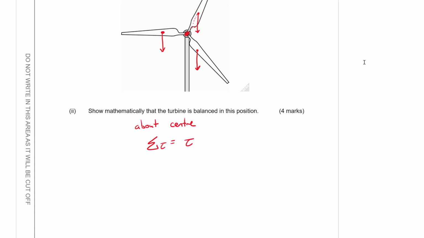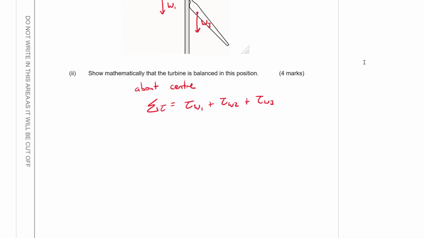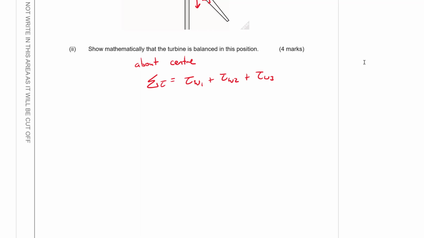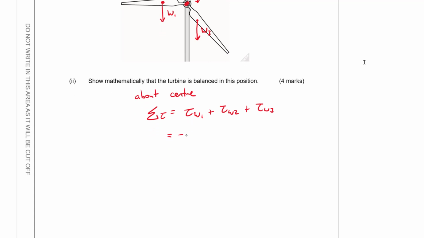So I'm going to put W1 for weight 1, W2 for weight 2, and W3 for weight 3. The torque from weight 1 plus the torque from weight 2 plus the torque from weight 3, ideally it'll be equal to 0, but I'm just going to see what happens. The torque from weight 1 is going to be anti-clockwise, so it's going to be negative R1 W1, with R being the distance. What we'll find later on is all the radiuses and weights are the same, but we'll just keep going with this. And the other two torques are clockwise, and they act at an angle of 30 degrees, so it looks a bit like this.